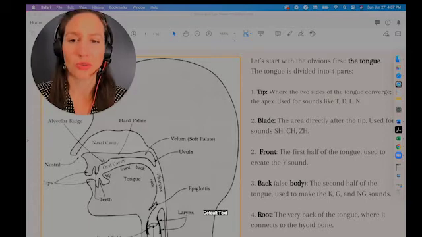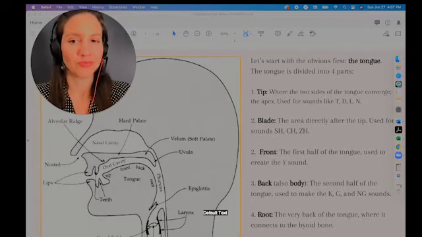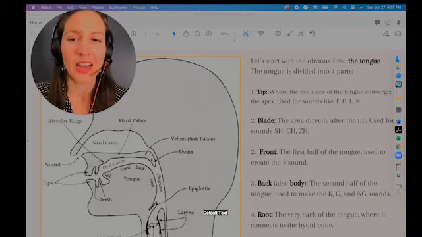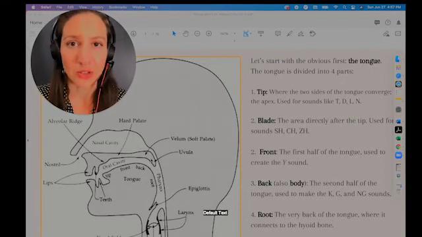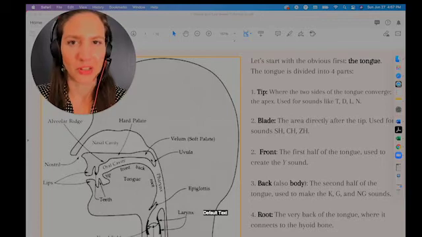The next structure we're going to talk about is the uvula, located here. It's the hanging projection in the back of your mouth that connects to the soft palate. And it's used to produce some uvular consonant sounds, so we will not be talking about it much in this tutorial.